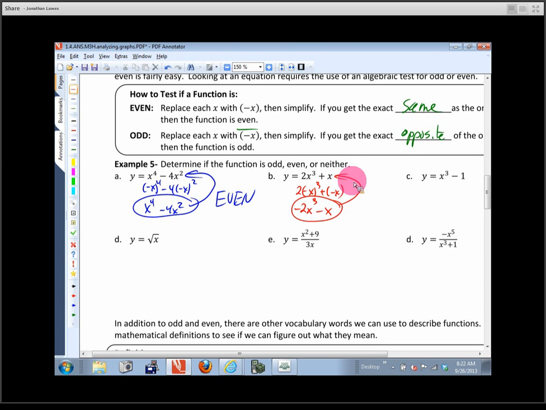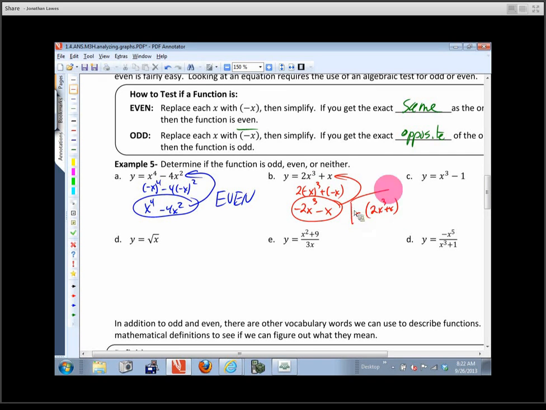It is the exact opposite, and let me show you something that on this one seems a little bit silly, but in the long run you're going to be better off. When we say it's the exact opposite, it means you can pull out a negative. What would happen if I pulled out a negative? 2x cubed plus x, right?